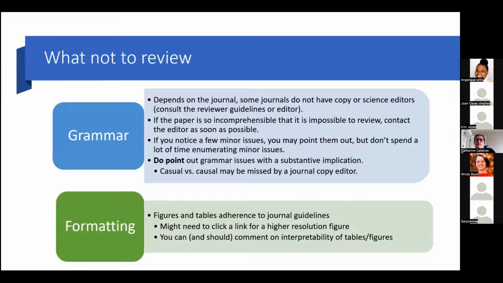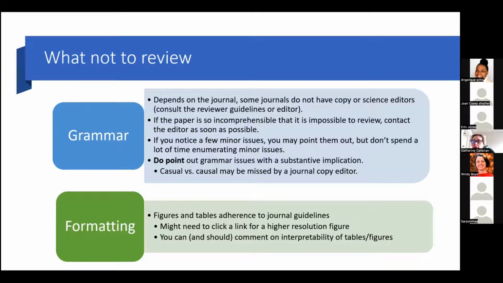So there are also some things that you can do to save time when reviewing. Depending on the journal, you don't have to review the grammar or formatting. Some journals don't have copy or science editors, so then you might want to spend more time thinking about the grammar. If you're concerned about this, you can consult the reviewer guidelines or reach out to the editor and ask, and you can just say, I've noticed several grammar errors. Will this paper be copy edited?